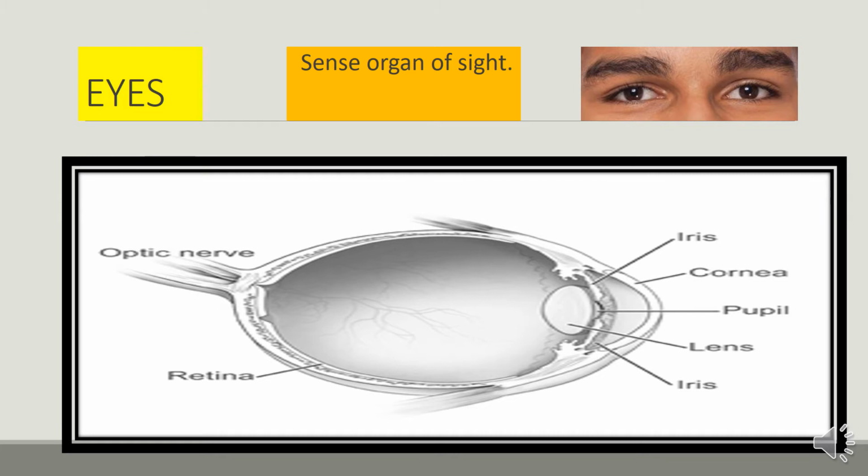Now, there is a lens, and the screen on which it forms the images of the object is called the retina. The retina is the place where the image of whatever object is in front of our eyes is formed. And we are able to see that because the image of that object is formed on the retina. So this was about the eyes and their structure.